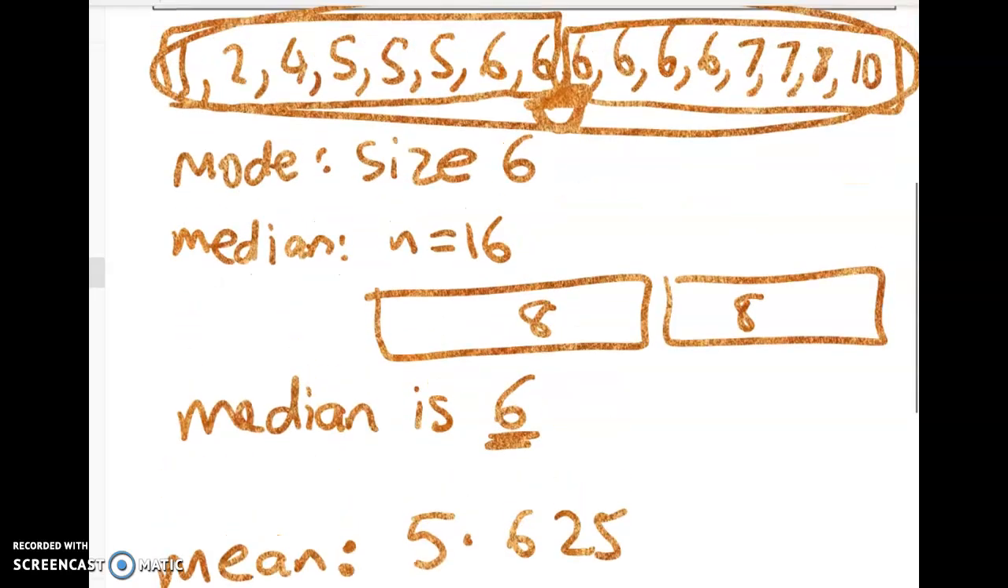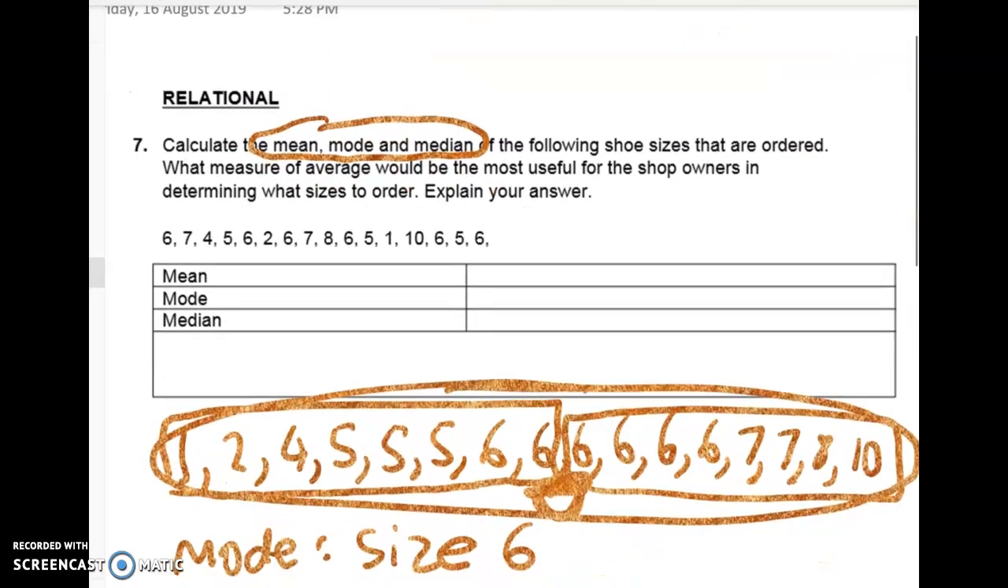Well, it's very unusual that the mode is the most useful, but in this case I think it is because the shop owner has to figure out what sizes to order. So what does he care about? Well, he or she cares about not running out of shoes. And most people who come into the shop have got size 6. So if I were the shop owner, I would be using the mode to decide I had to always have size 6 shoes in stock.